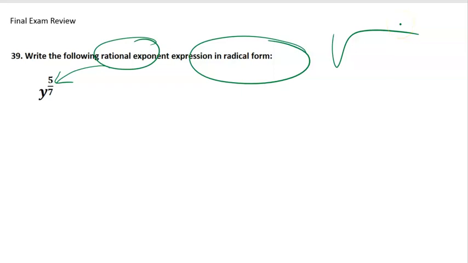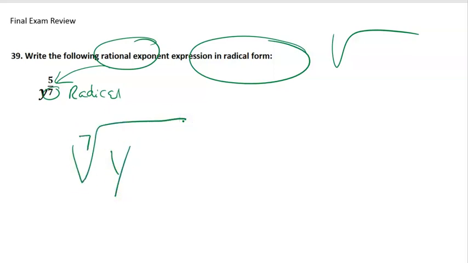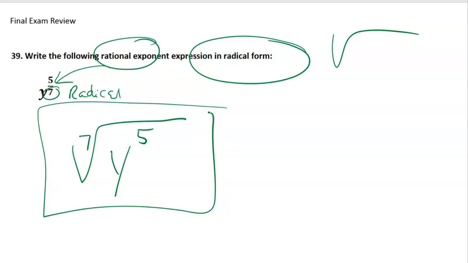All right, so we know the rule, at least I hope you do, that the denominator is the radical and the numerator is the exponent. So I have my y, my radical is the 7th root, and then my exponent, which is the numerator of the fraction, goes up there. And that's it. Now, if the numerator is bigger than the denominator, we would need to simplify, but most of the problems you have to deal with are like this.